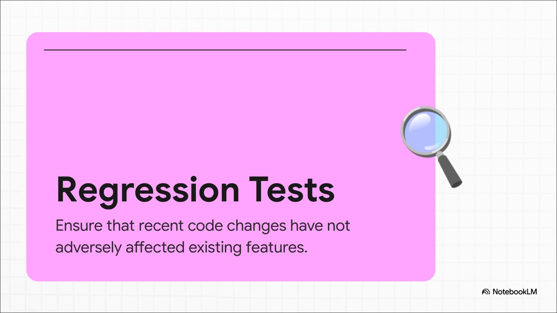All right, next up, regression tests. So imagine this. You just pushed a brilliant improvement to your feature engineering code. Awesome, right? Well, regression tests are the safety net that makes sure your brilliant change didn't accidentally break something else further down the line. They're what stop you from taking 2 steps forward and 1 giant step back.